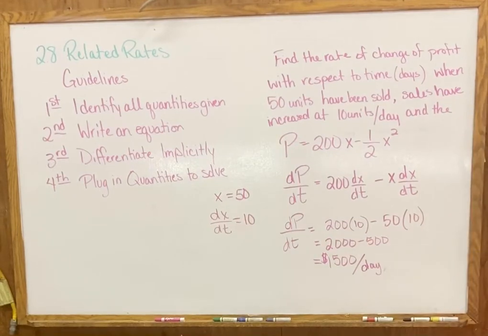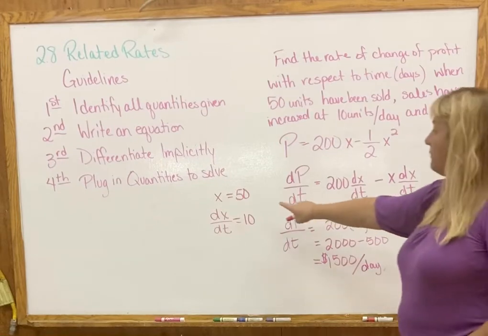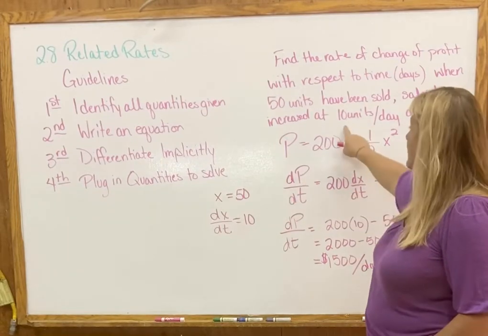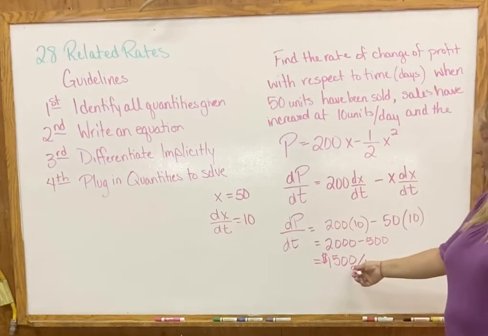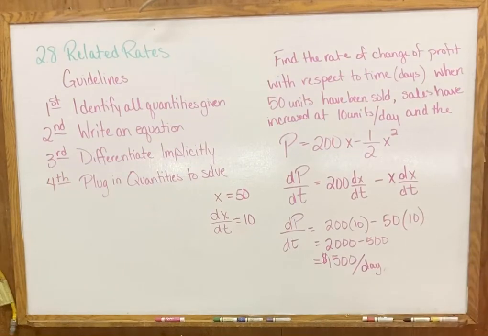So when they're producing 50 units and increasing sales at 10 units per day, profit is increasing at $1,500 per day. That's a good thing. That's saying keep doing what you're doing. Okay, right now the rates, the related rates, they're all working together and we're getting a positive result. Okie dokie. Let's see another one then.